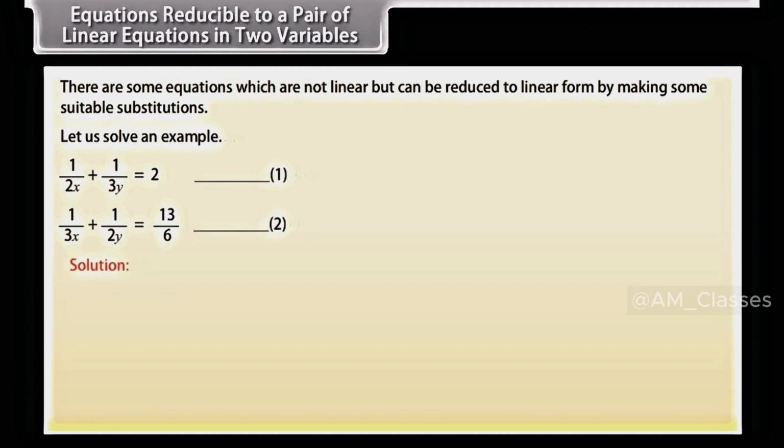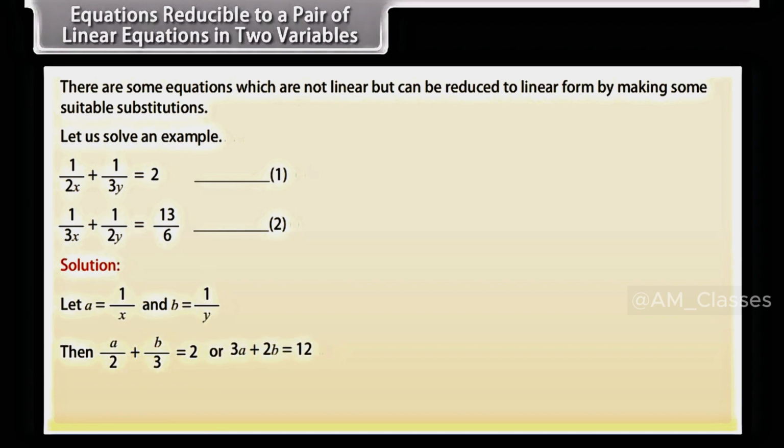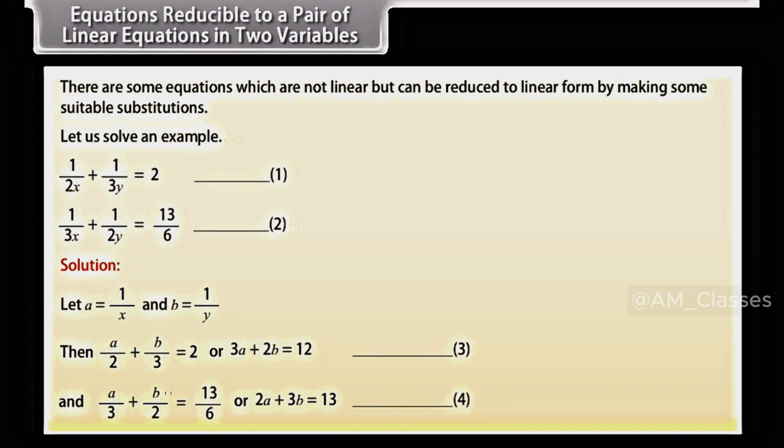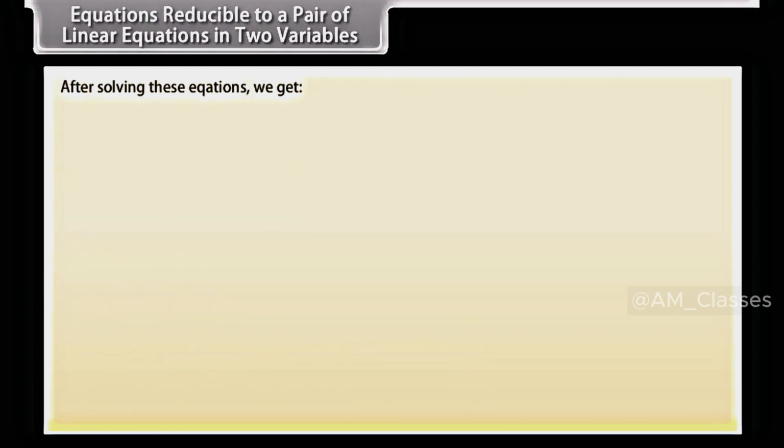Solution. Let a equals 1 upon x and b equals 1 upon y. Then a upon 2 plus b upon 3 equals 2, or 3a plus 2b is equal to 12, equation 3. And a upon 3 plus b upon 2 equals 13 upon 6, or 2a plus 3b is equal to 13, equation 4. After solving these equations, we get a as 2 and b as 3.